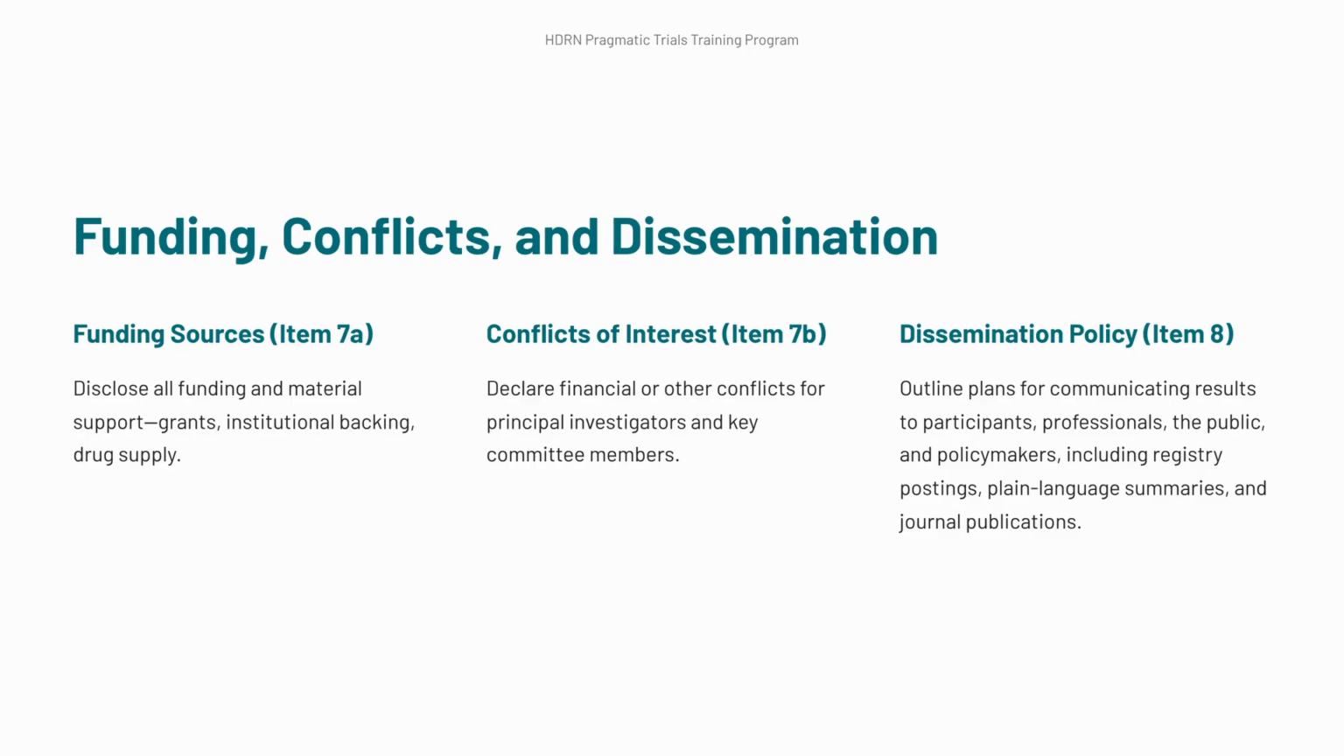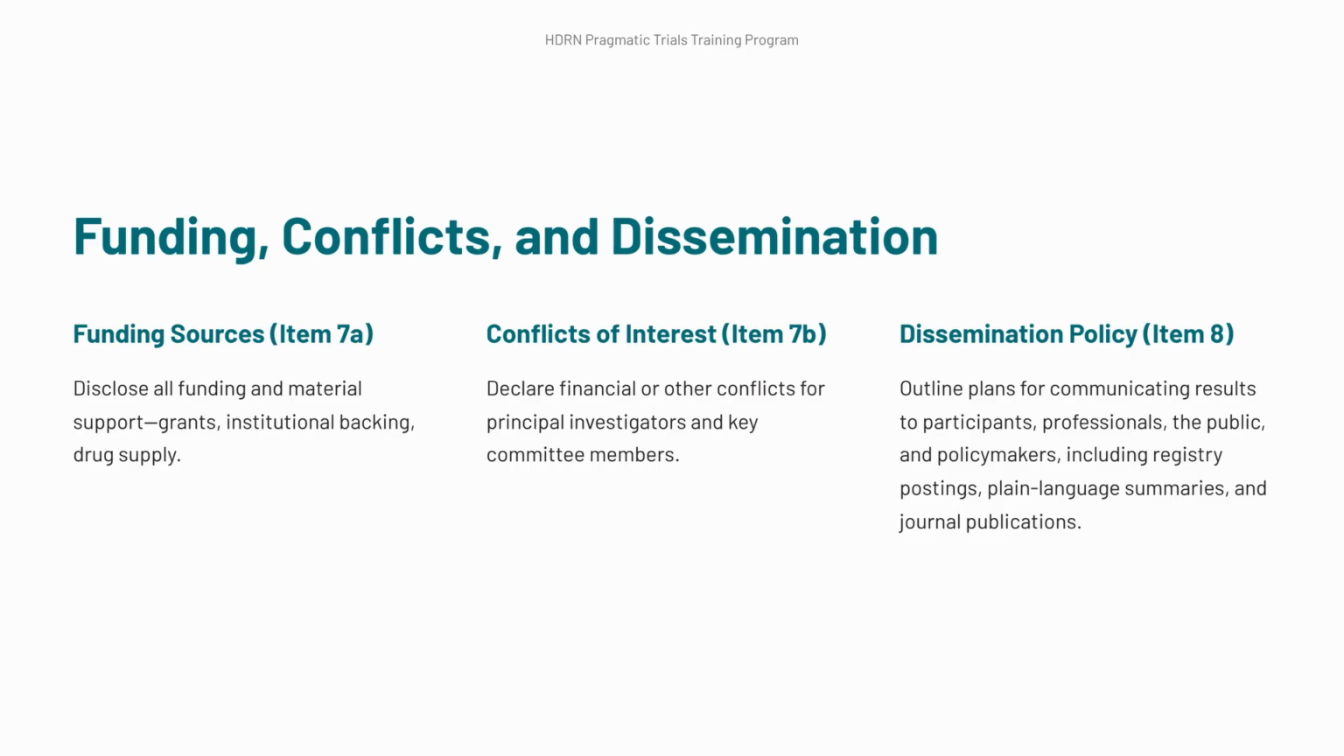This includes grants, institutional support, or any provision of free materials, such as if a company is donating the study drug. Next is item 7B, which goes over conflicts of interest. The protocol should declare any significant financial or personal interests of the investigators or advisors. If the principal investigator owns stock in a company making the intervention, that needs to be stated. Or if a steering committee member has a consulting role with a related firm, include that.